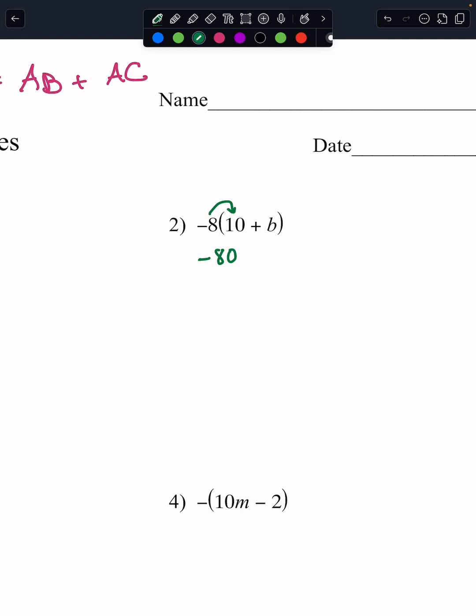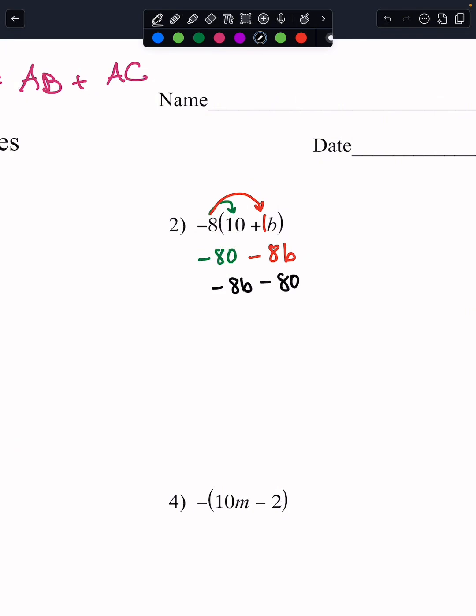Now if there's no number in front of that variable, we can assume that there's a 1 there. And so negative 8 times 1b is negative 8b, because negative 8 times 1 is negative 8, and then the b just comes for a ride. But I'm not a big fan of it written this way. I want my variable in the front. So I'm going to switch places. I'm going to put negative 8b in the front, and then the negative 80 in the back. So all they did was switch places. Okay?